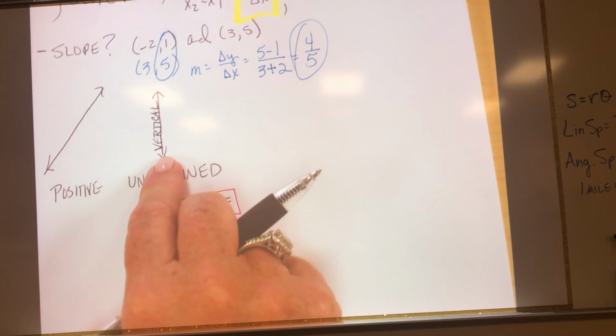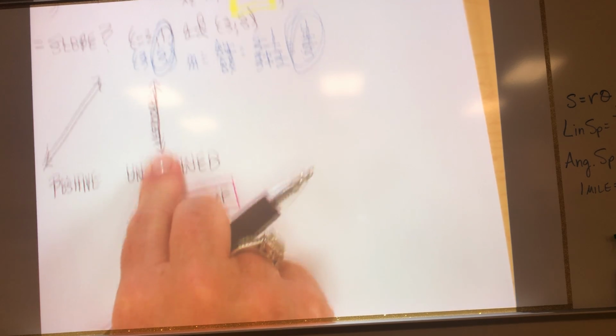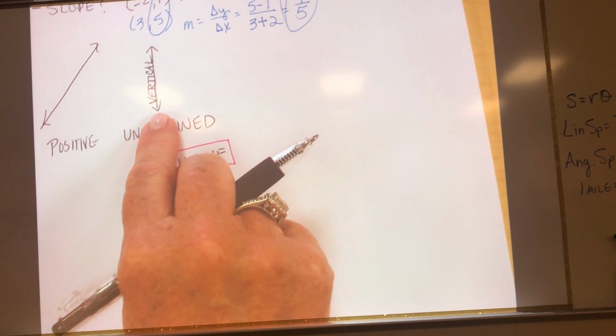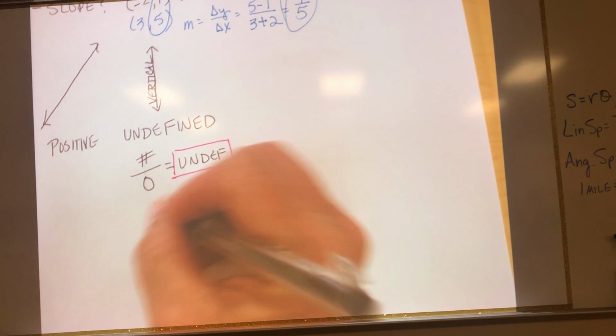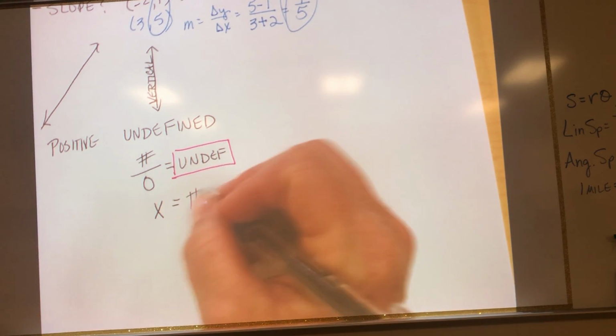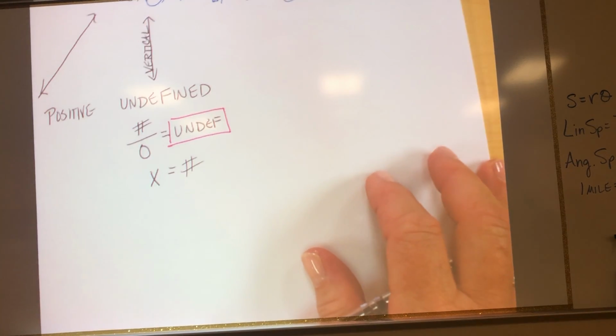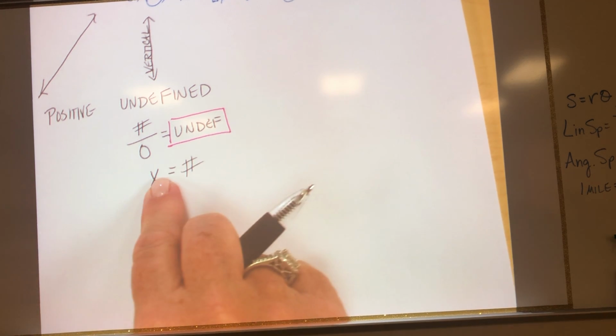Okay? Does anybody know how to write the equation of this line? It's either x equals or y equals. It's x. It's x equals some number. Okay, x is equal to some number. That's how I would write the equation of the line.